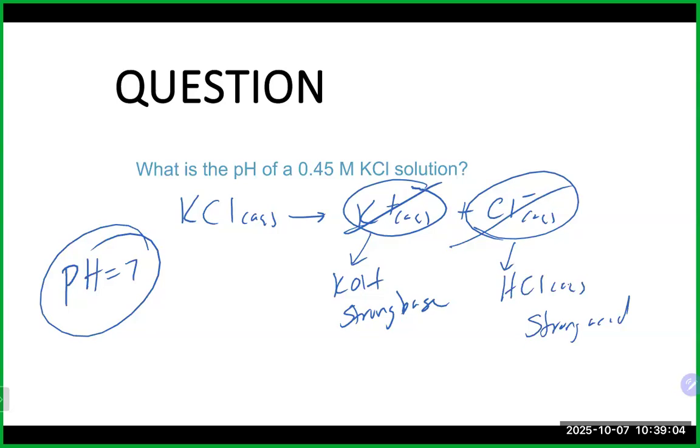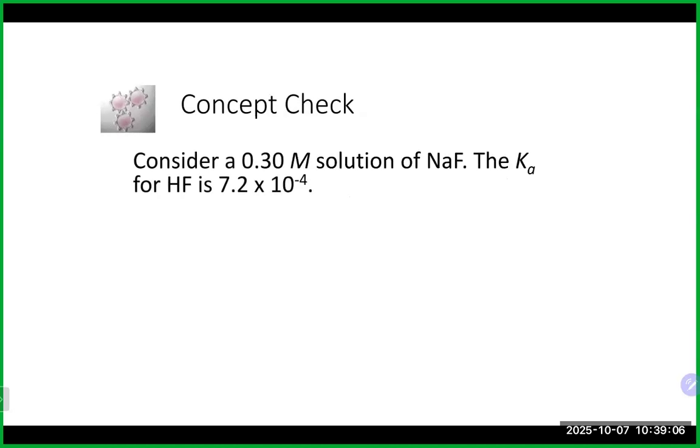All right, let's take a look at one where maybe there's a calculation involved. Let's try this one here. Consider a 0.3 molar solution of NaF. The Ka value for HF is 7.2 times 10 to the minus 4. What is the pH? This one you might need a calculation.